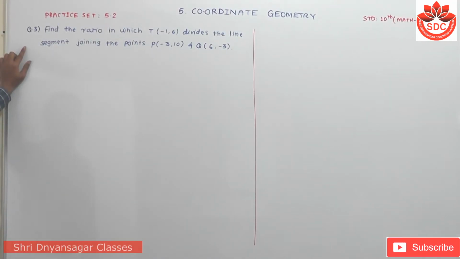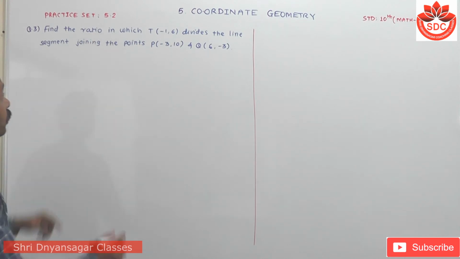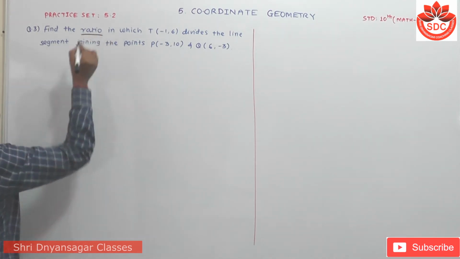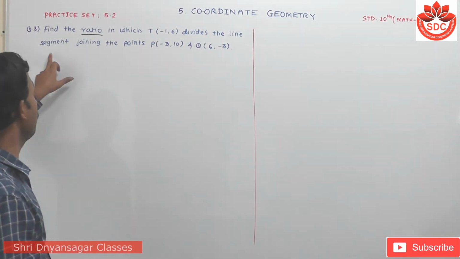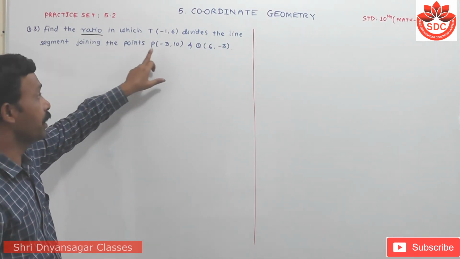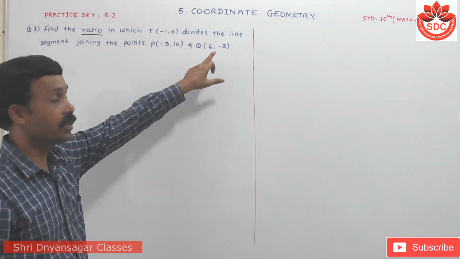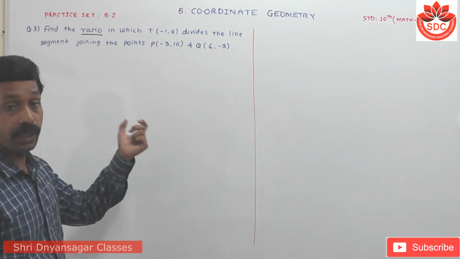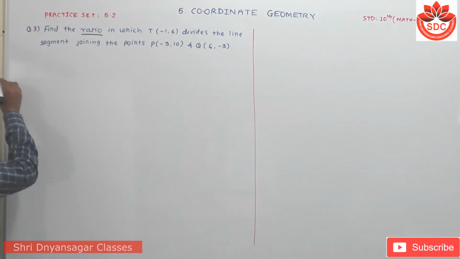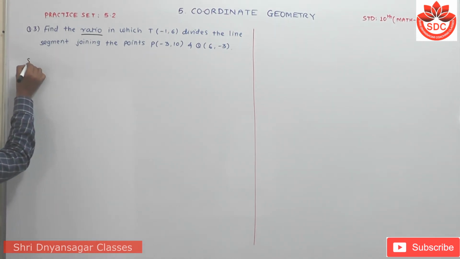Question number 3. Find the ratio. Now student, look carefully. Here you have to find out the ratio in which T(-1, 6) divides the line segment joining the points P(-3, 10) and Q(6, -3). That means we have to find out the ratio m:n. First I have to write the solution.